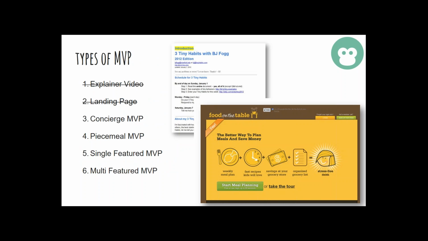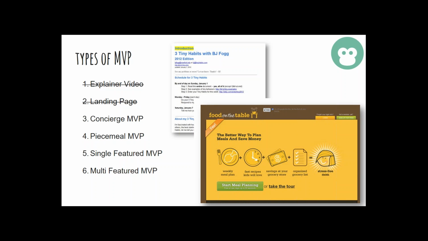So there's different types. Effectively, let's imagine we have got an idea for a product, and we're now working out, well, what should our MVP be? We know that we need to build something to test it, and these are the different types. The first two I've actually crossed out. These are well known in the lean startup world as being types of MVP, but I'd argue that they're not. So the first one is a video.